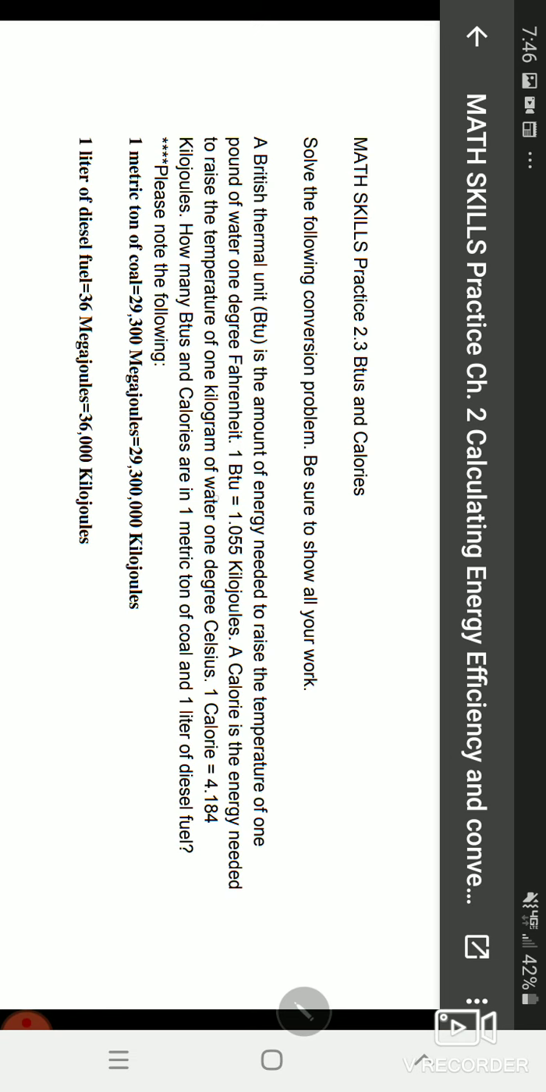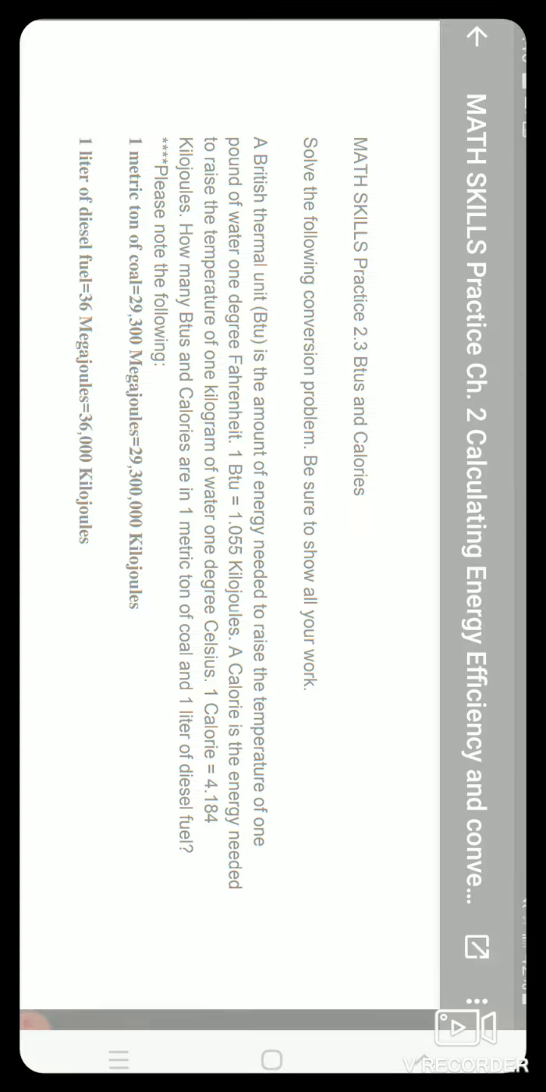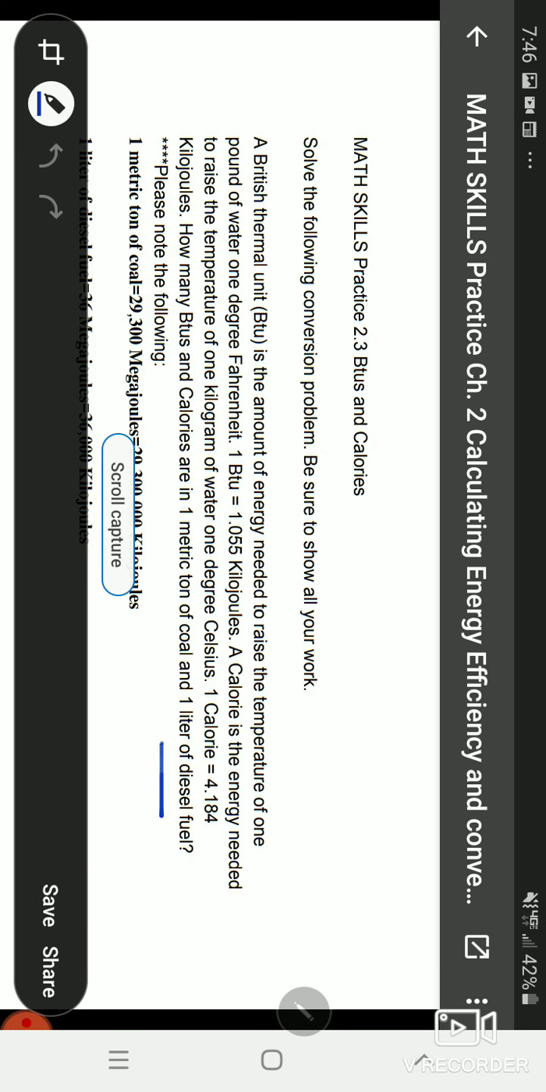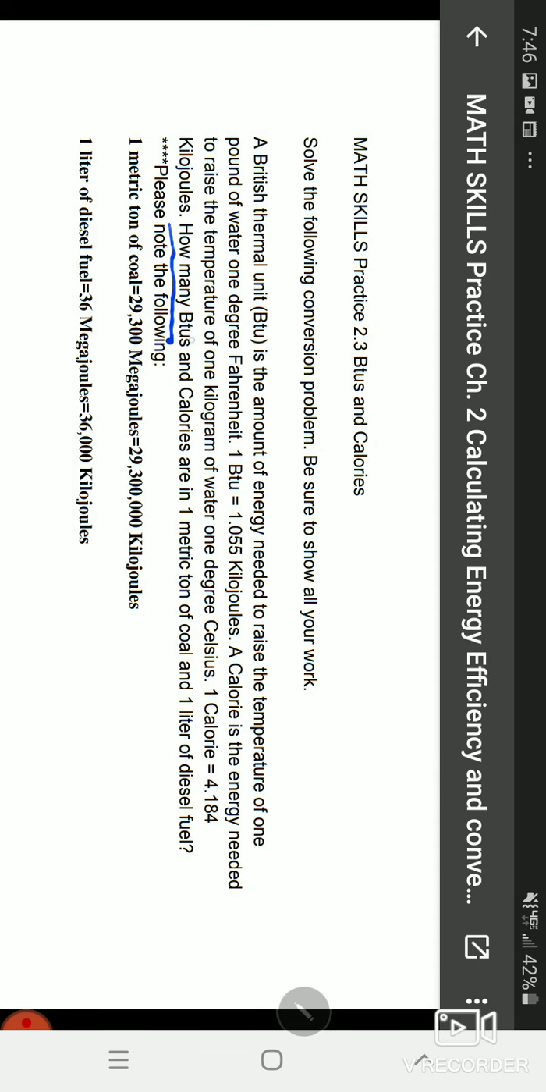So what we need to convert it to is what the question actually asks, and this is really important that you identify what the question is asking. It says to highlight the important things. It says how many BTUs. So we're looking for BTUs and calories in 1 metric ton of coal.